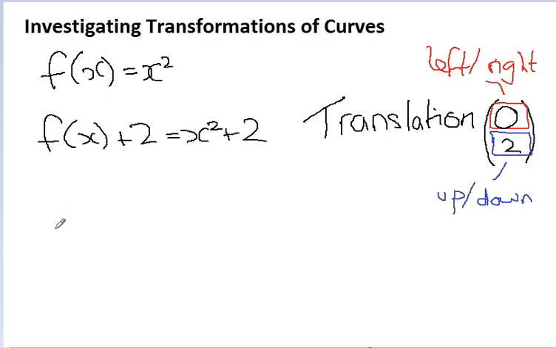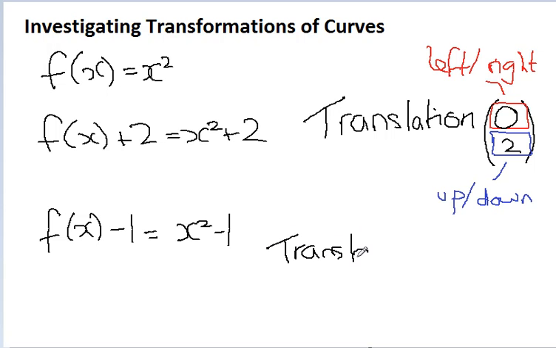Let's have a look at another example. If, for example, I had f of x minus 1 equals x squared minus 1, then again that's going to be a movement, it's going to be a translation. And that's going to take the curve 1 unit downwards, as we saw in GeoGebra. So again, there's no movement across, but it's going to go 1 down. And to represent that, we write a minus 1 to represent a downwards movement.